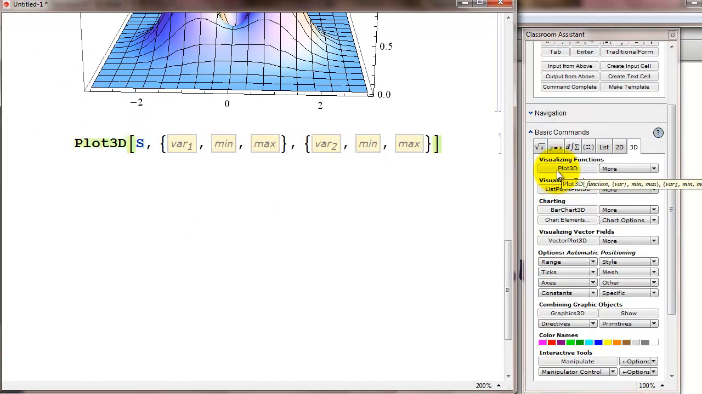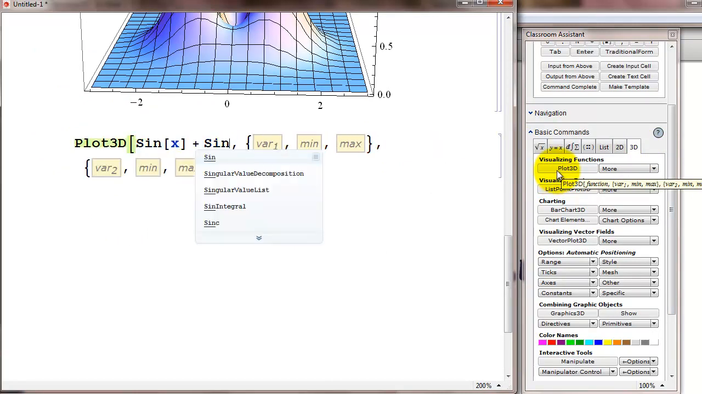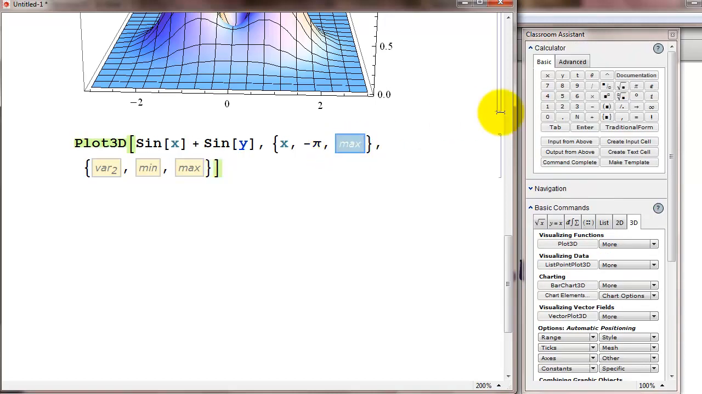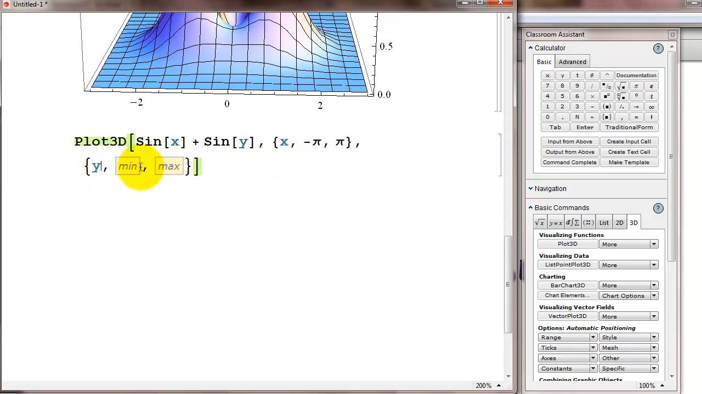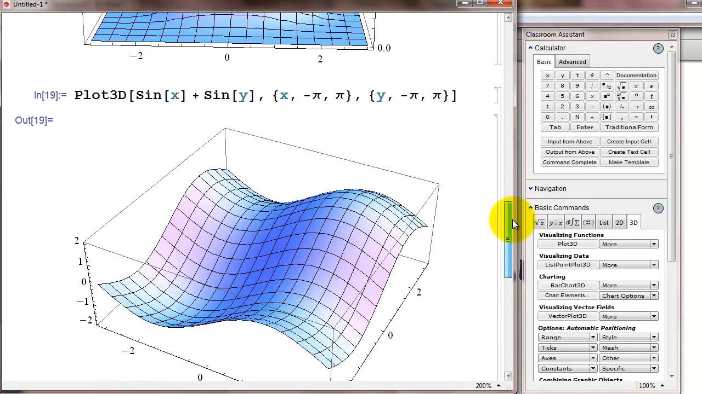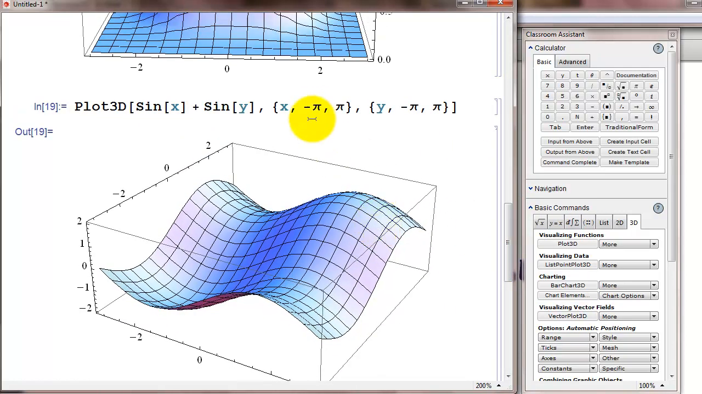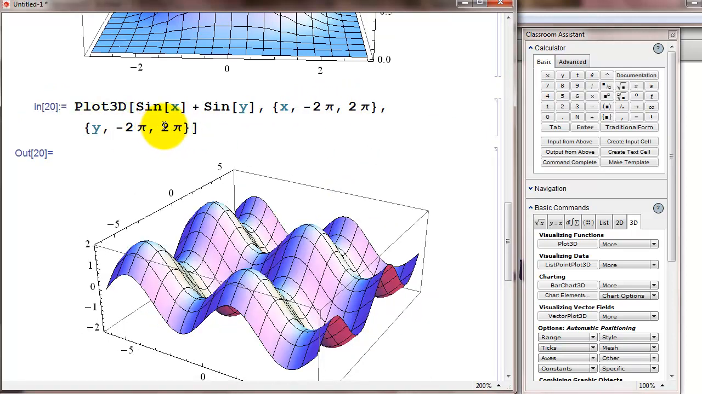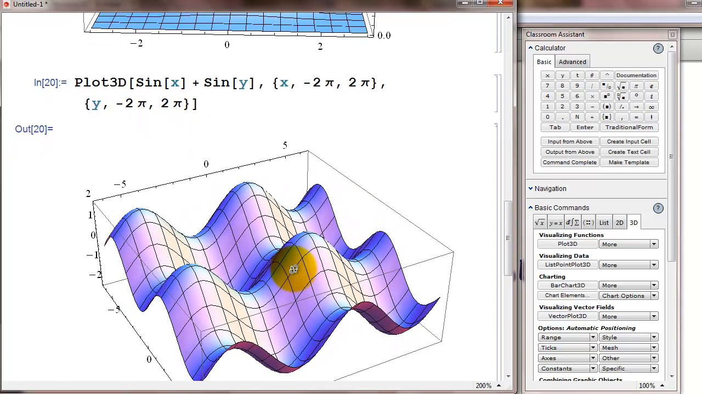Okay, so next let's plot sine of x plus sine of y. Notice that the trig function has a capital letter for s, and also that the argument is in square brackets. Let's plot x from negative pi up to pi, and I'm going to copy paste those values again for my y's. Shift enter, and that's beautiful. Maybe there's some more interesting features if we were to go out negative 2 pi to 2 pi. Sure enough, looks kind of like an egg carton.